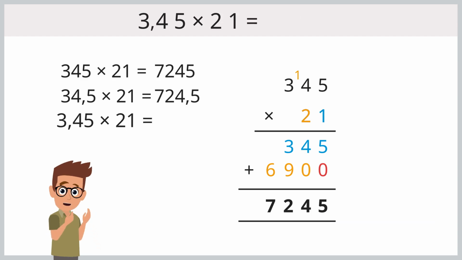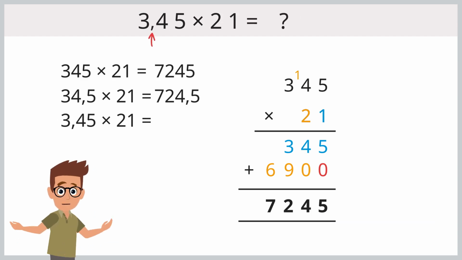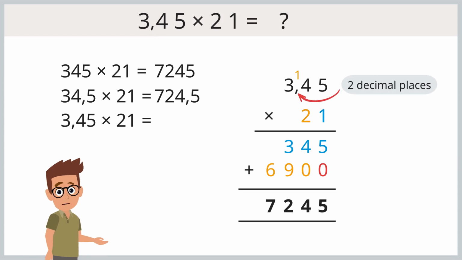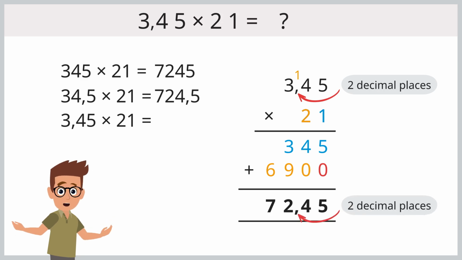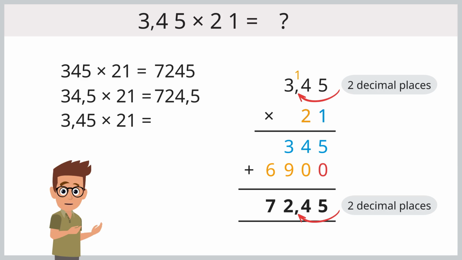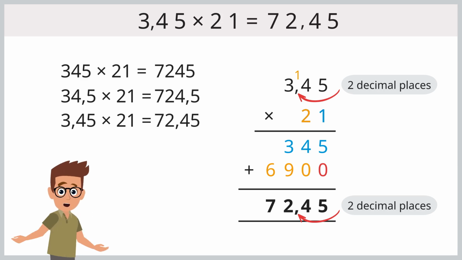Next, can we find 3.45 times 21? Now, there are two decimal places. So we move the answer two decimal places to the left. 3.45 times 21 is equal to 72.45.